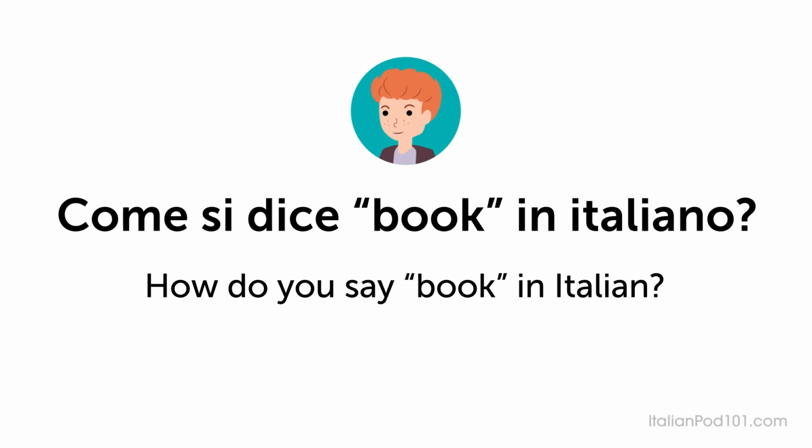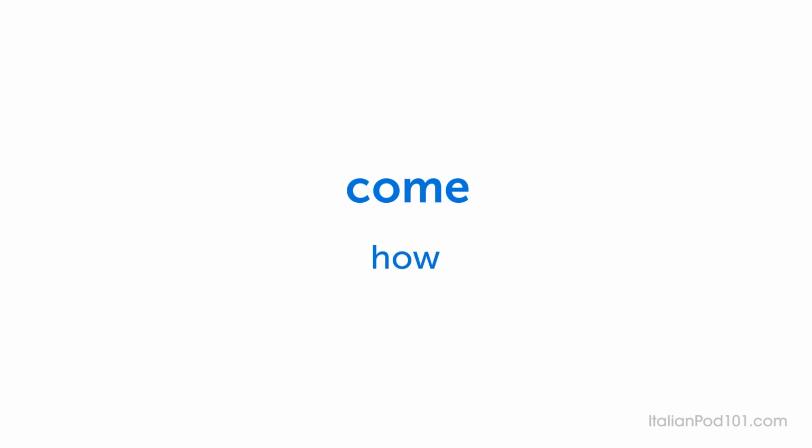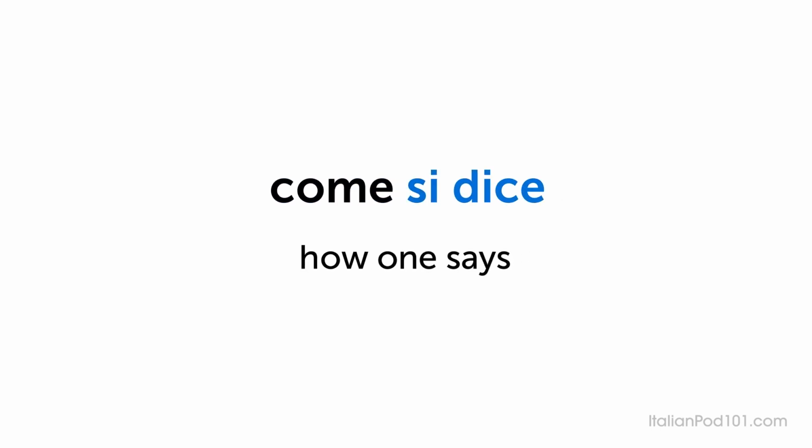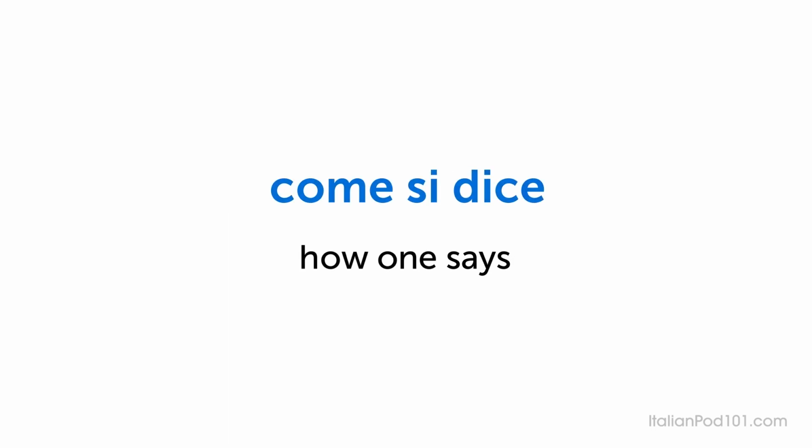The standard way to ask for the meaning of a word in Italian follows a simple pattern. First is Come, translating as how in this context. Next is Si dice, one says. Si, roughly translating as one, as in one says. Next is the word Dice, says, from the verb dire, meaning to say. Together, Come si dice, literally how one says, but translates as how does one say.